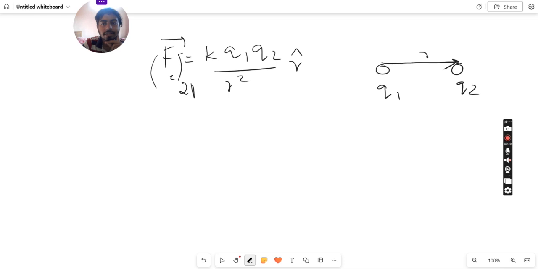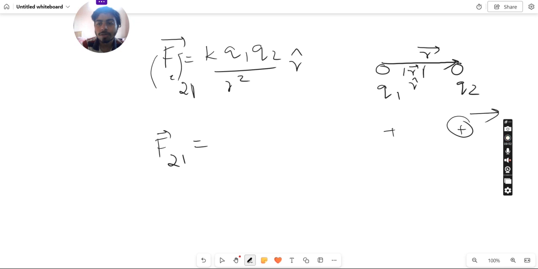Now R is the vector joining Q1 to Q2, and the modulus of this vector is modulus of R, that's R. The unit vector in this direction is R cap. So the force on 2 due to 1 is written in this form. Now if Q1 and Q2 are both positive, let's say this is positive and this is positive, then what would happen?